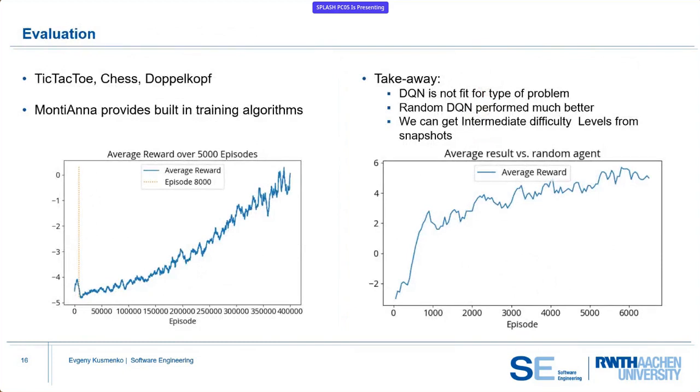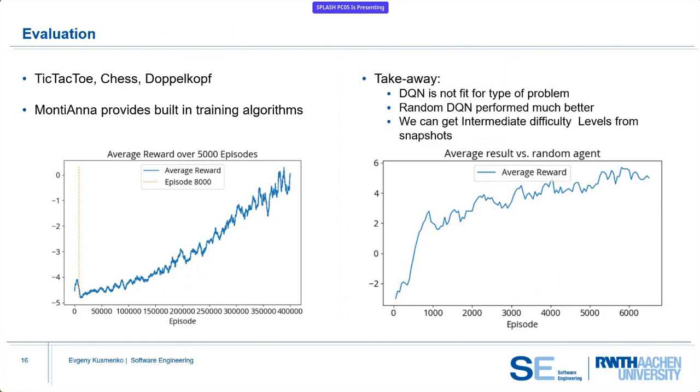So for our evaluation, we started with some very well-known games, namely tic-tac-toe, chess, and the card game Doppelkopf. Tic-tac-toe is, of course, basically the Hello World game among these games. It's very, very simple, has a very simple rule set, and should be pretty easy to learn. So here we see the learning plots for this game using different algorithms which the toolchain supports out of the box. So on the left-hand side, we see the DQN algorithm learning to play tic-tac-toe.